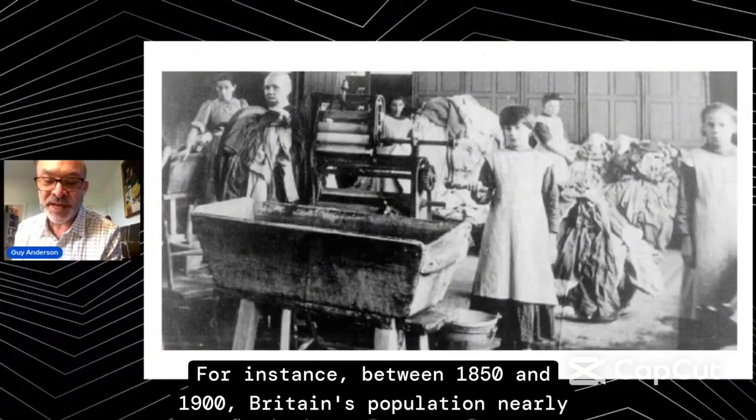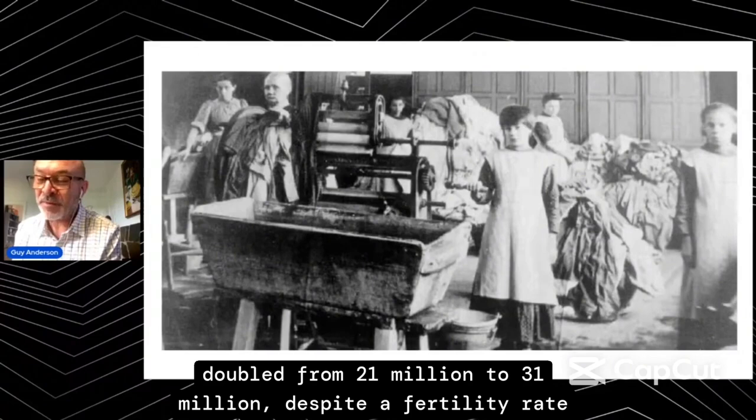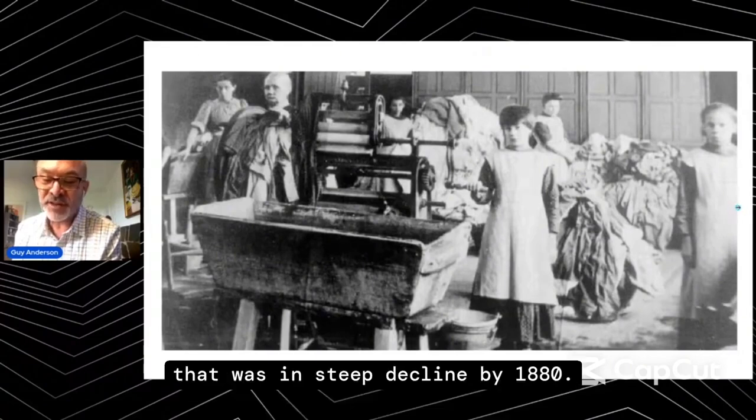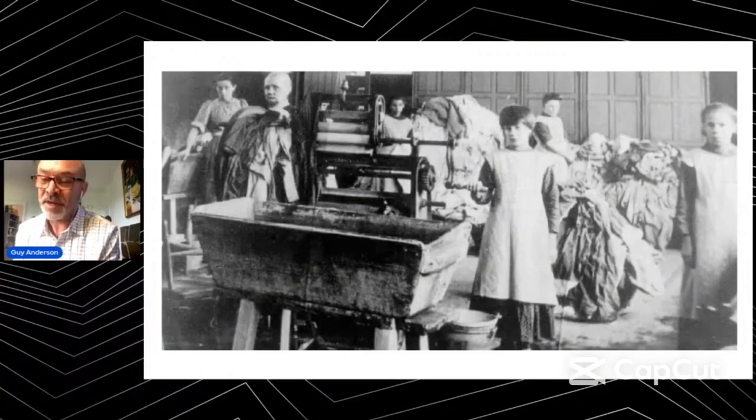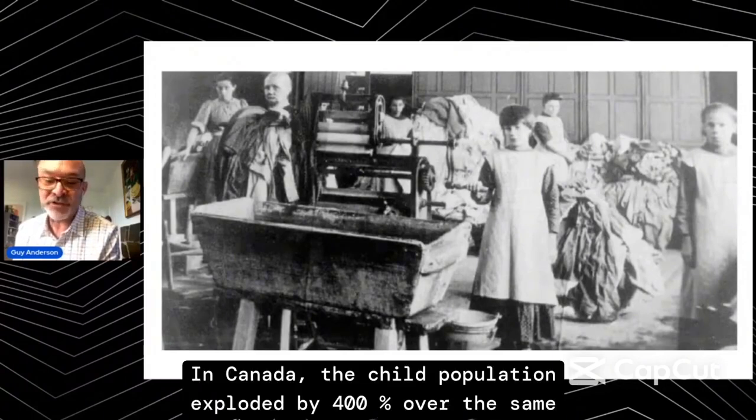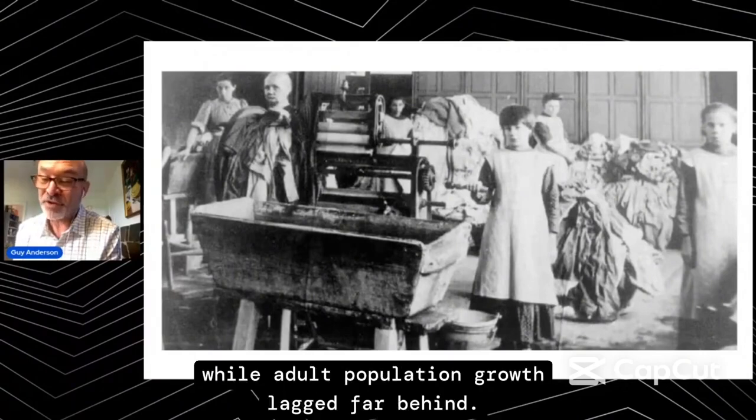For instance, between 1850 and 1900, Britain's population nearly doubled, from 21 million to 31 million, despite a fertility rate that was in steep decline by 1880. In Canada, the child population exploded by 400% over the same period, while adult population growth lagged far behind.